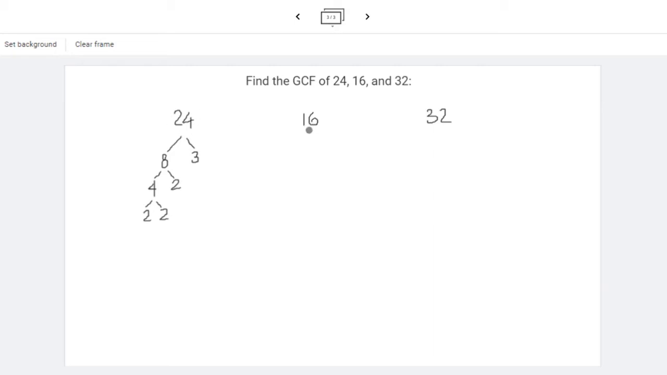Now we're doing 16. So I'm going to multiply by 4 and 4. You can do 8 and 2, but it's your choice. This 4 can be simplified into 2 and 2. This 4 can also be simplified into 2 and another 2. And that's it. We can't simplify these 2's further, so we're done with 16.